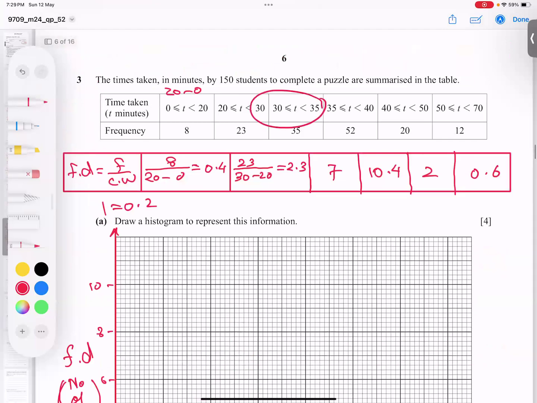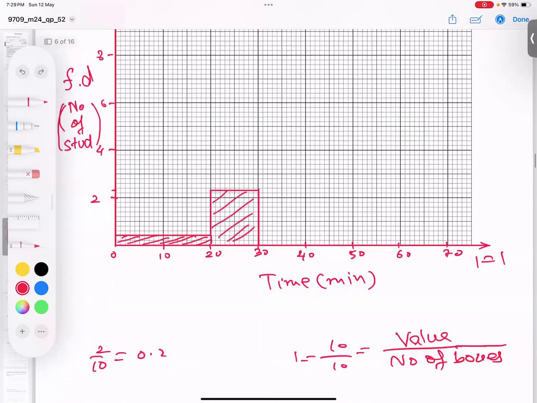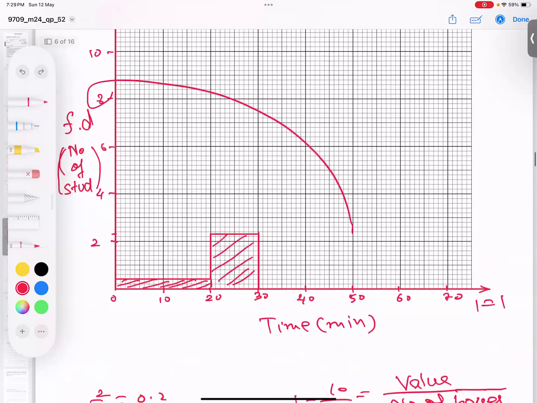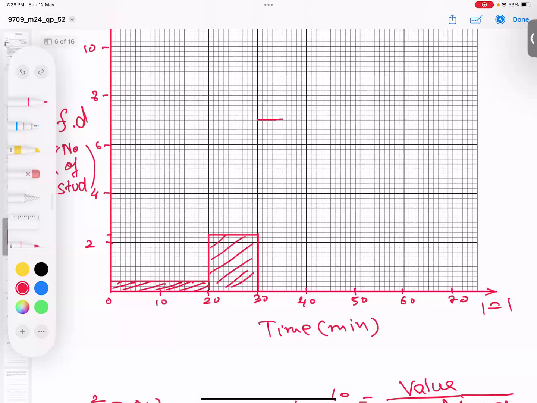30 to 35 and height is 7. 35 is here. Make sure this is okay. Where's 7? In the middle of 8 and 6. So 7, 7, 7. Here, I'm going to join this with this, and this with this. I think this is also clear. This is a column number next.